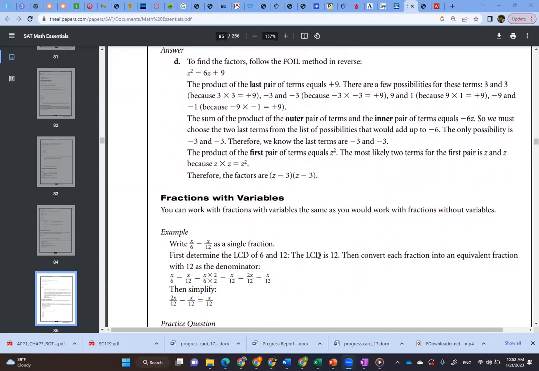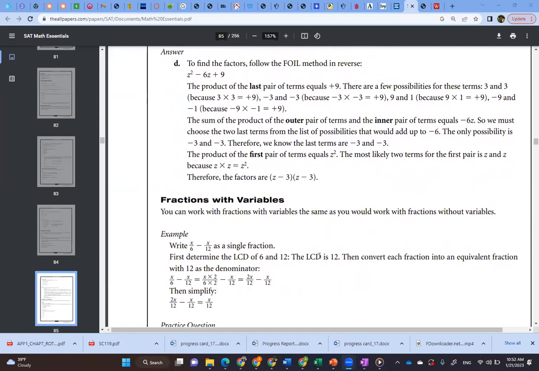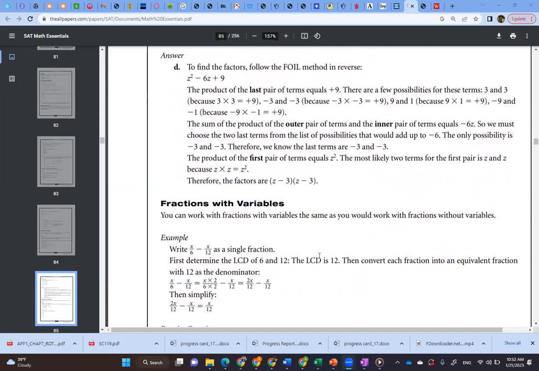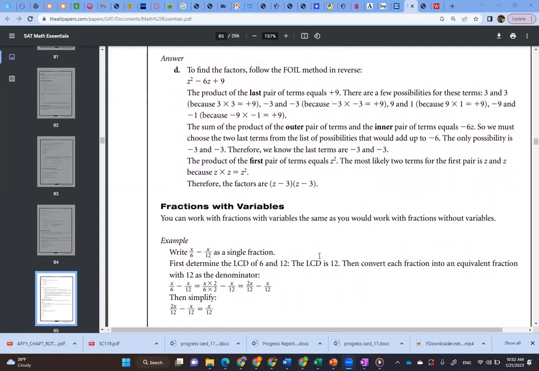Fraction with variable. We have 8 minutes. Let us do this last one, and we're going to stop here. You can work with fractions with variables the same as you work with fractions without variables. So if you have x over 6 minus x over 12 as a single fraction, first determine the least common denominator of 6 and 12. The LCD is 12. Then convert each fraction into an equivalent fraction with 12 as the denominator.